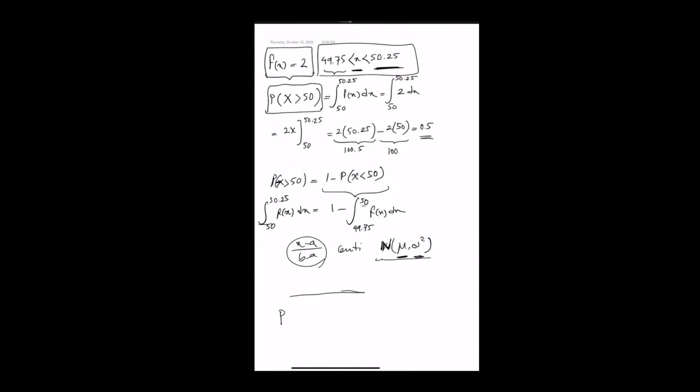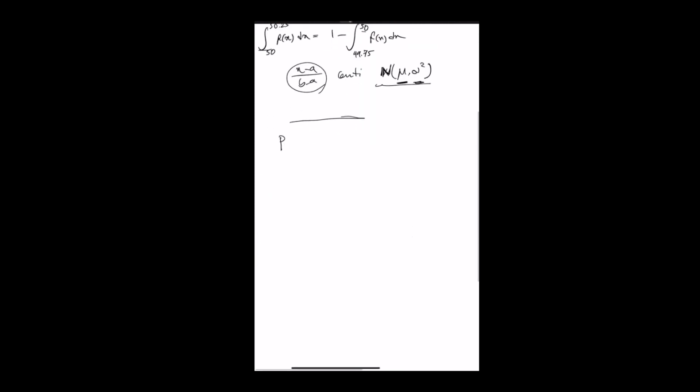Yes, for the uniform, okay, let me go here. If X has a uniform distribution between A and B, and it's continuous uniform, because we also have discrete uniform random variables, right? If it's continuous uniform, then f of X is 1 over B minus A. And here, 1 over 50.25 minus 49.75, which is 1 over 0.5, and it's 2.